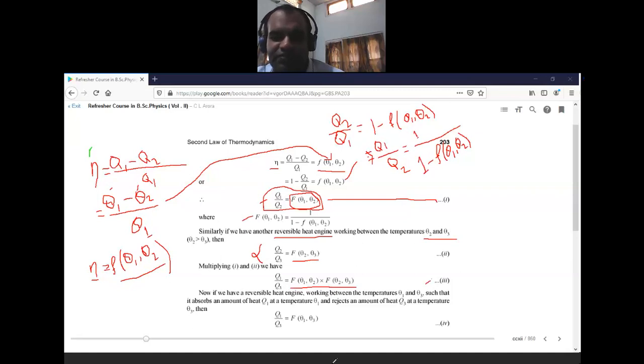Have you understood this? Just multiply equations 1 and 2. Q2 is in the denominator in one and the numerator in the other, so they will get cancelled. We will be left with Q1 by Q3.